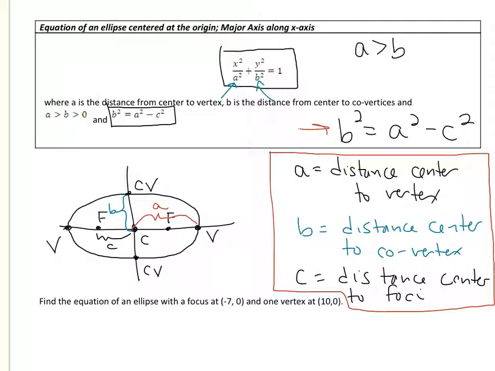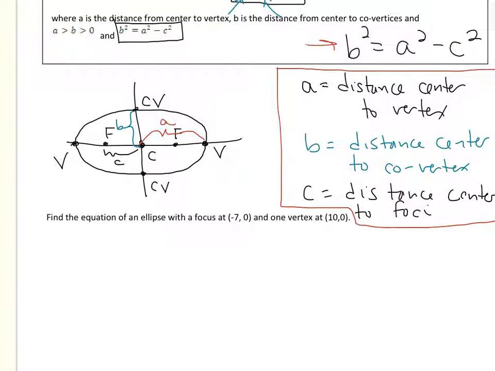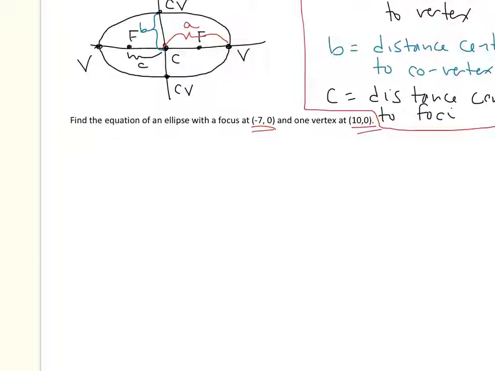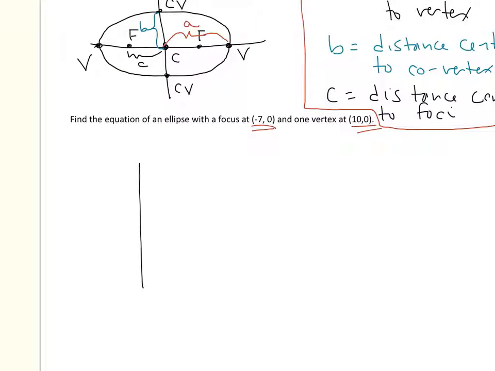So let's give it a try. Let's try to write an equation for an ellipse. I want to find an equation with an ellipse with a focus at (-7, 0) and a vertex at (10, 0). So I'm just going to do a rough sketch. We're still centered at (0, 0). We're starting there. So we have a vertex way out here at (10, 0). So this distance from the center to the vertex is 10.